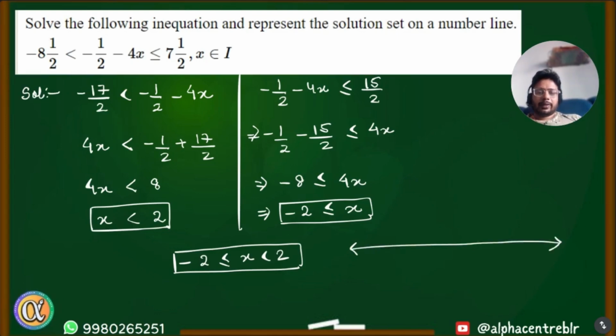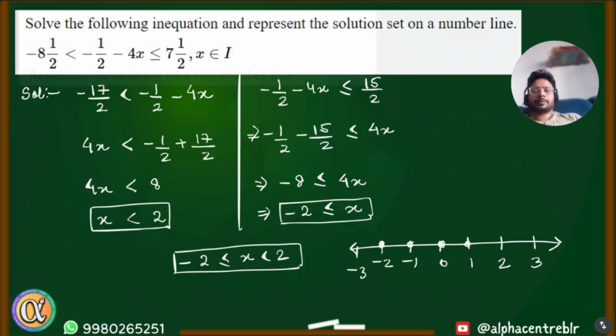So what are we including? We are including minus 2, minus 1, 0, 1. We don't include 2. Let's also put minus 3 here. So minus 2, minus 1, 0, 1. Simple. So let's complete this.